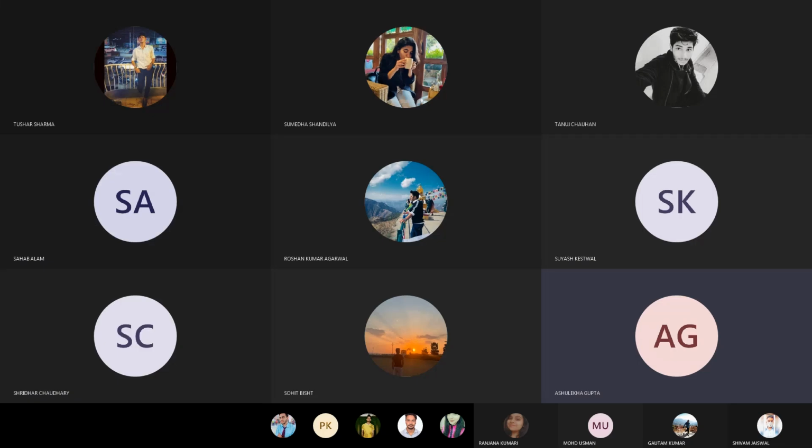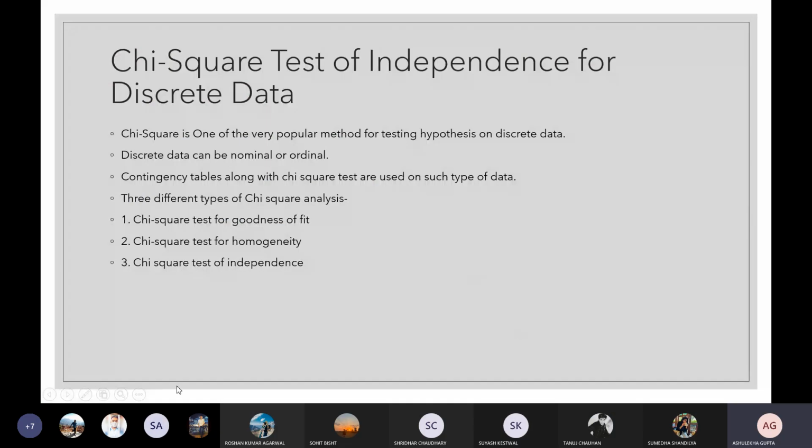We are talking today about the chi-square test of independence for discrete data. Chi-square is one of the very popular methods for testing hypotheses on discrete data. Discrete data means categorical data. Discrete data can be measured at the nominal or ordinal scale.